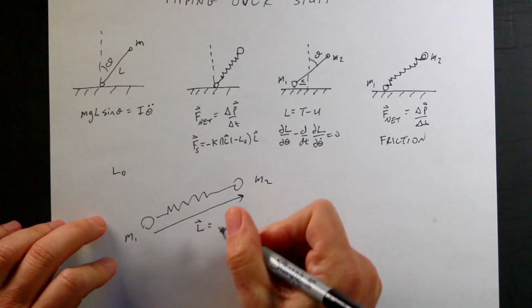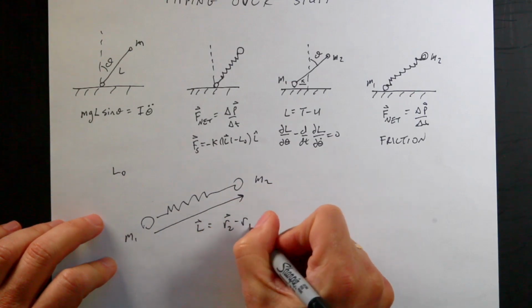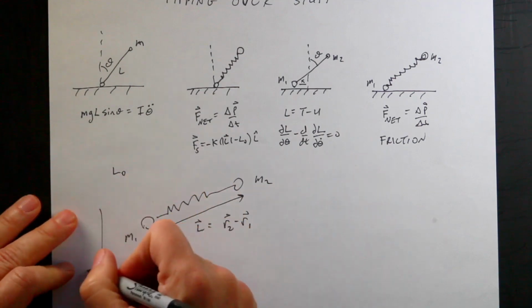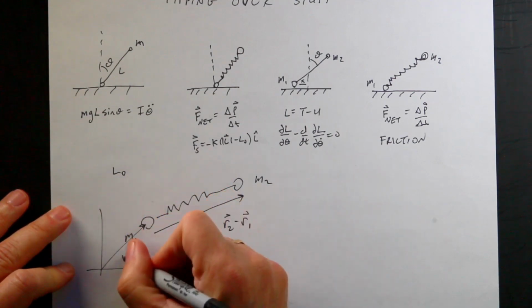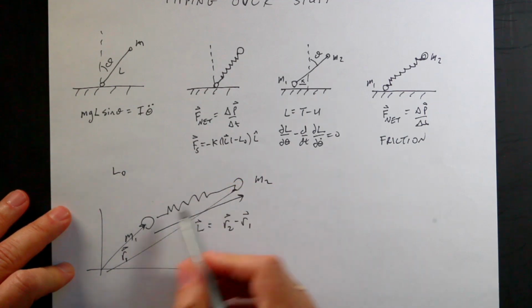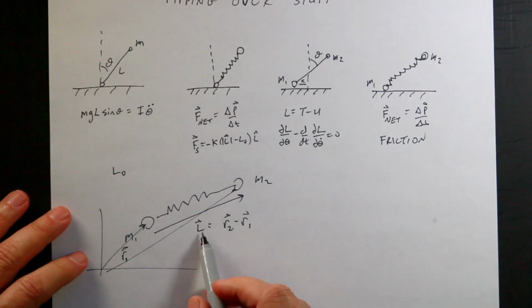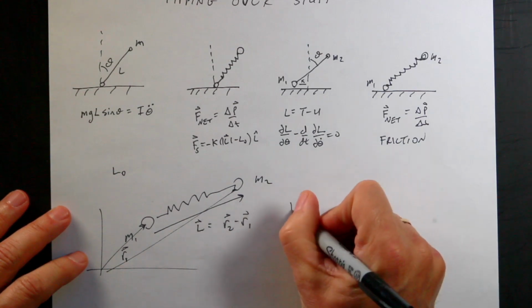So vector L is going to be equal to, let's say that's R2 minus R1, where this could be my origin, and this is R1, the position, and this is R2, the position of that. So the vector from 1 to 2 would be R2 minus R1. Then I can take the magnitude of that, and I get the following.